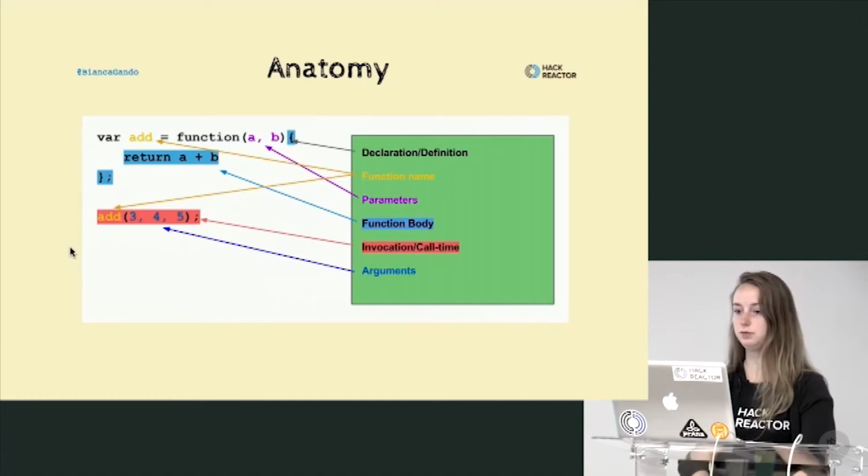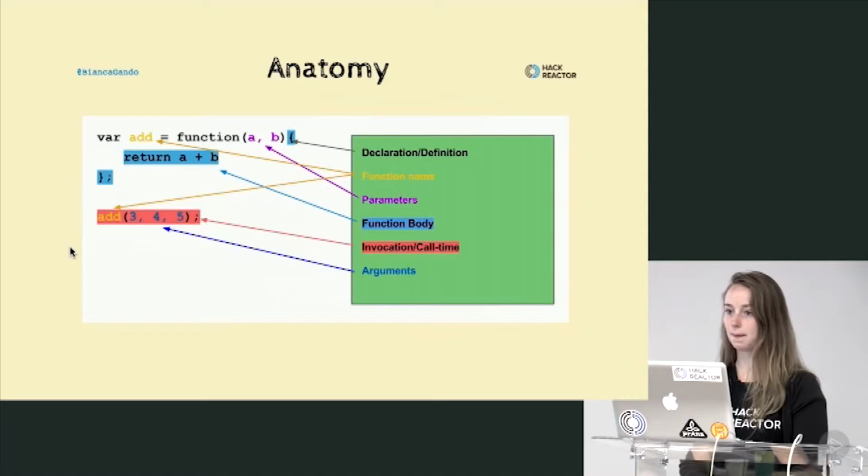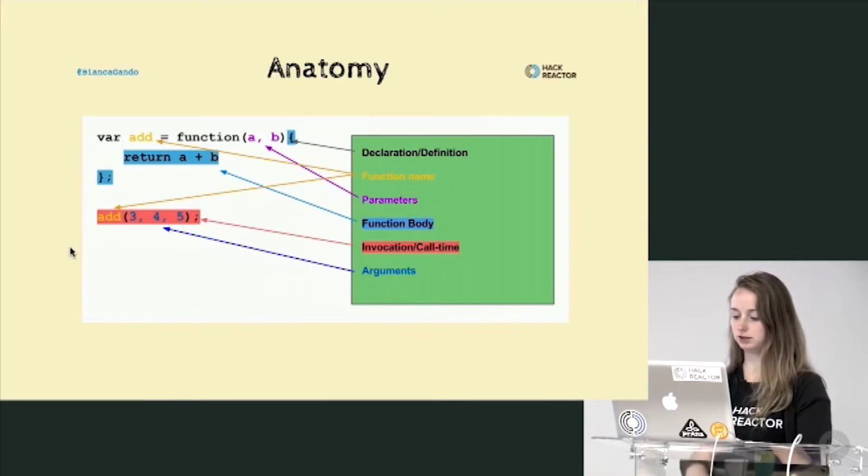I have a question. Other structures besides functions that have curly brackets, like blocks, whiles and fors, do they create their own scope? Not in JavaScript. Only functions. Only functions.